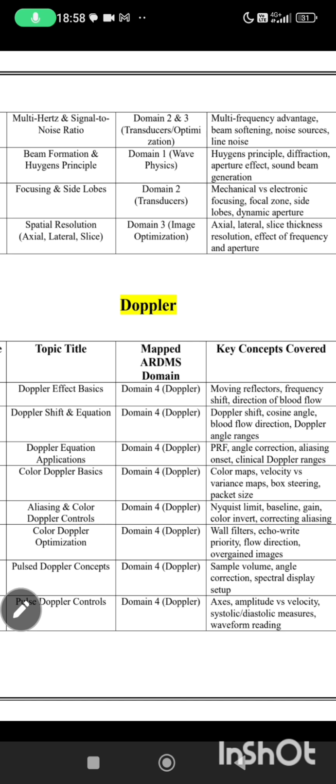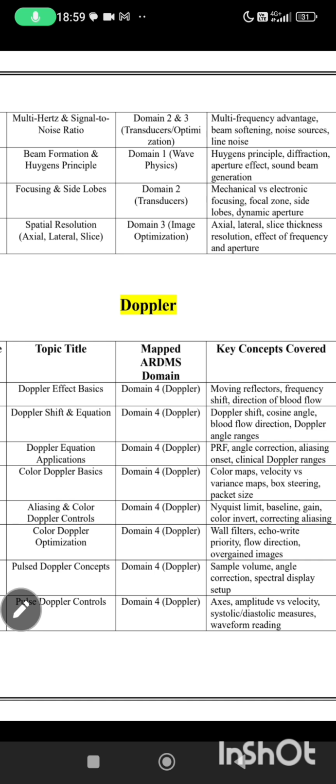So in the SPI exam, they will give you images, mostly in Doppler. In color Doppler and pulse wave Doppler, they will test you through the images. For example, a color bleeding artifact image, and they can ask what it is, how to reduce it, or what the cause is.